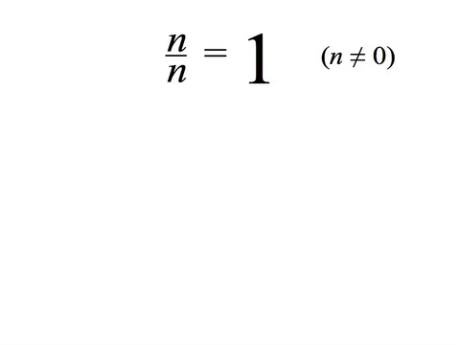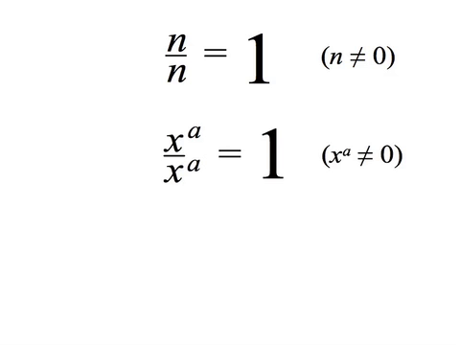Here's a statement that I hope all of you know to be true, and that is that a number divided by itself is equal to 1, provided that that number is not 0. That's also true here. X to the a power divided by itself is also equal to 1, provided that x to the a power is not 0. So now let's apply the rule, the quotient of two powers with equal bases.